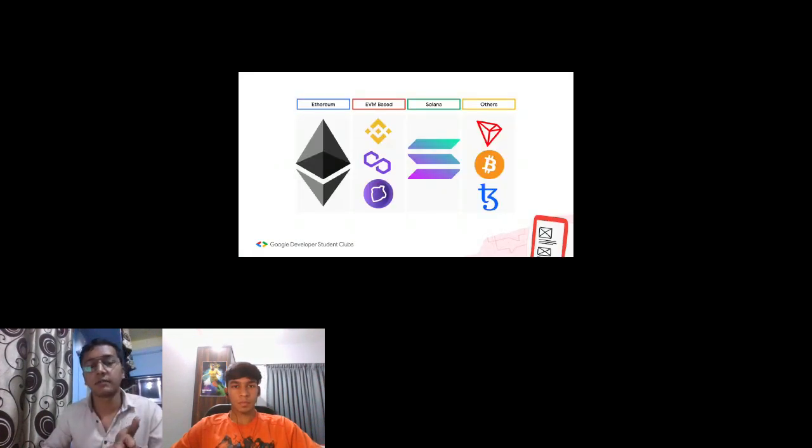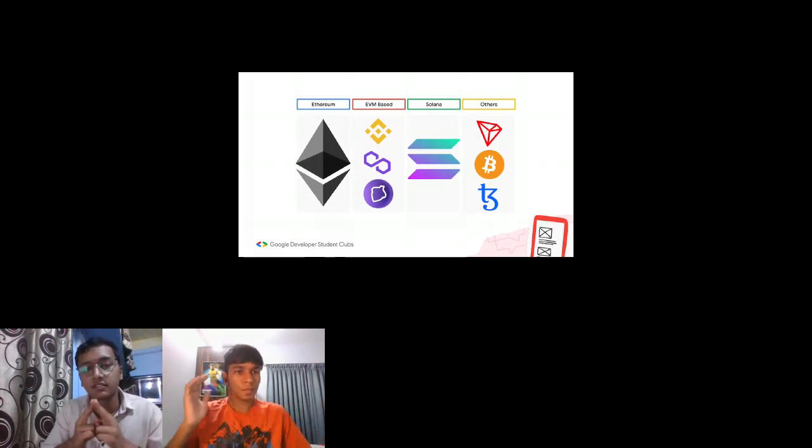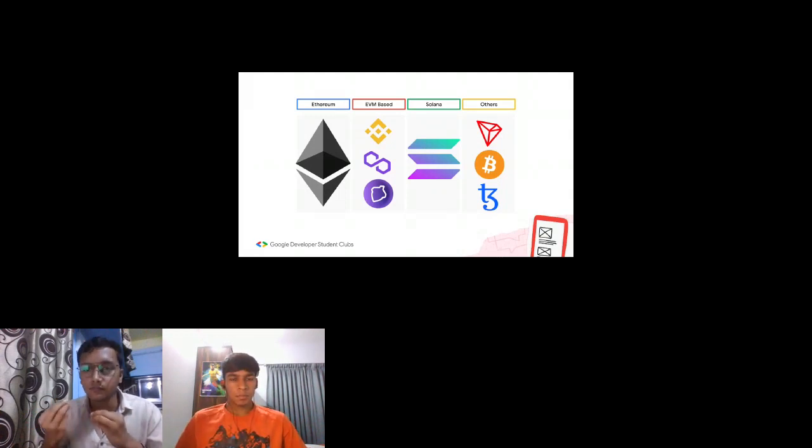Here are a few examples which you might be familiar with. So first one is Ethereum itself, an EVM based blockchain. Then Binance Smart Chain, Polygon. Polygon is an EVM based blockchain. Then there is a standalone Solana. Others may be Bitcoin and Tron. They don't use EVMs.